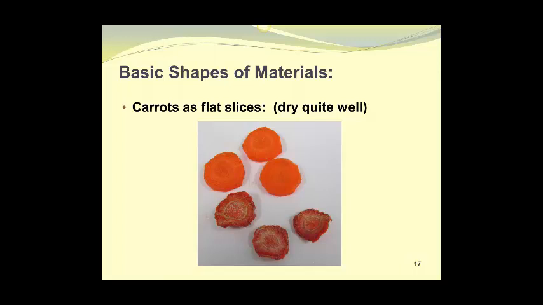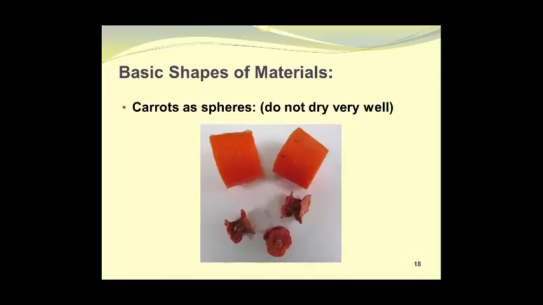Here we see carrots as flat slices, and they dry quite well. In the top portion of the photograph, we have 3 slices of fresh raw carrot, and in the bottom, we see it after drying. You may notice a characteristic change in color and also some fluting around the outside edges of the carrots, which have tended to curl up during drying.